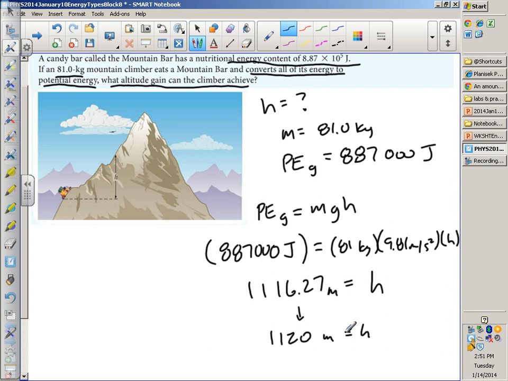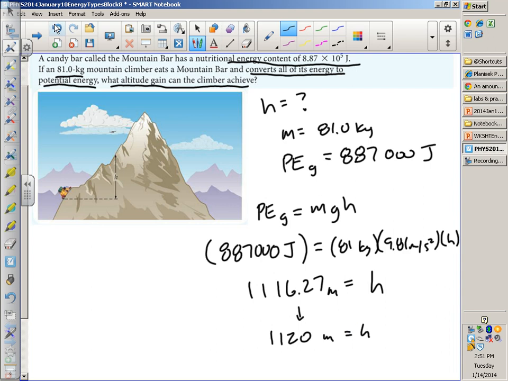If you figure that there's a little bit more than 3 feet in a meter, that means he's climbing about 3,500 feet on one mountain bar. It's about half a mile, I guess. Climbing upwards half a mile on a candy bar is pretty good. Okay. All right, good there?